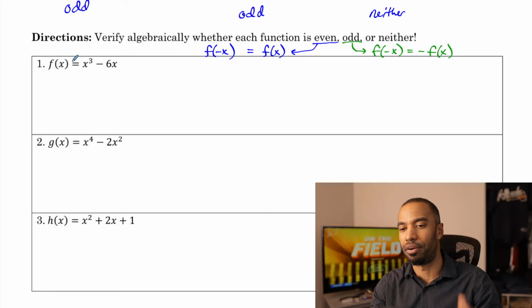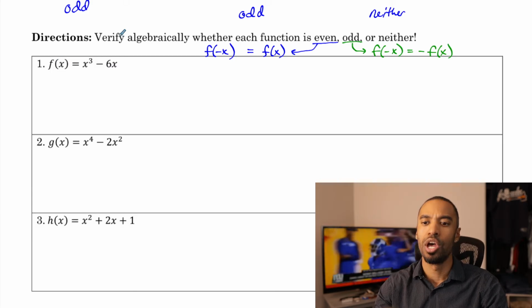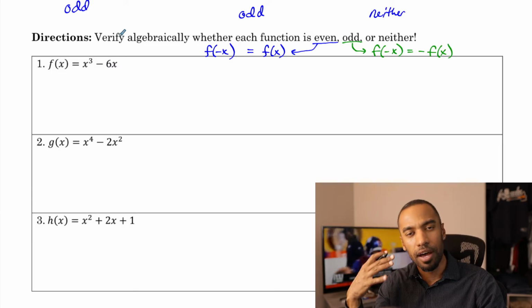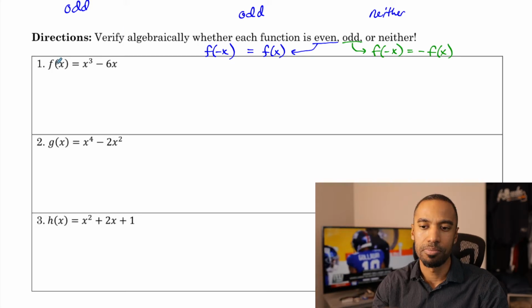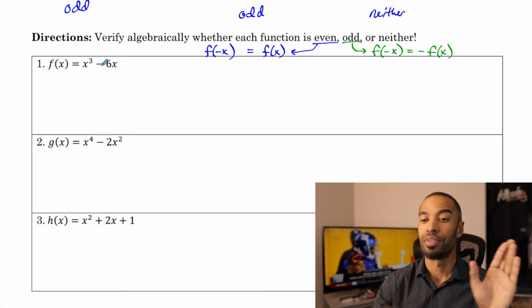So let's look at number 1 here. f of x equals x cubed minus 6x. What I'm going to do is I'm going to give undeniable proof whether or not this is even or odd or neither by substituting in negative x for x.